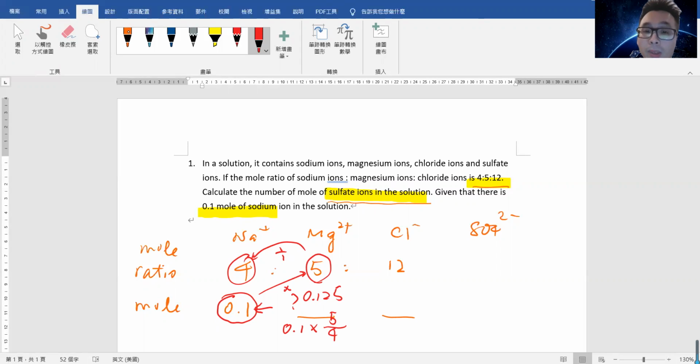Likewise, we are going to work out the moles of chloride. We're going to do the same. That is 0.1 times the one you want to find, 12, divided by your own number, 4. So it's 0.3, okay? Now the question wants us to work out the number of moles of sulfate ions.